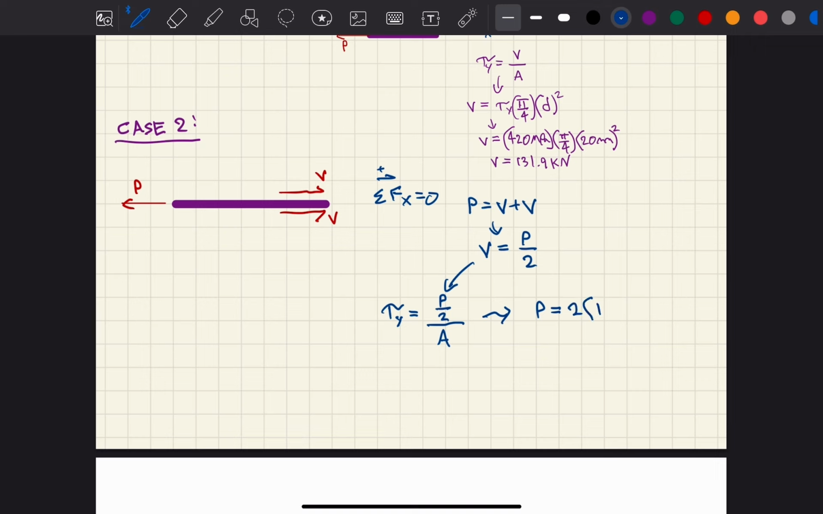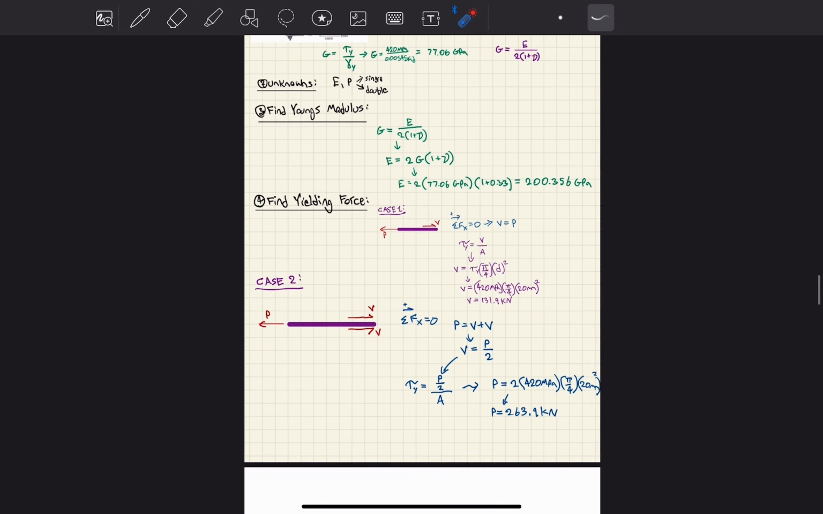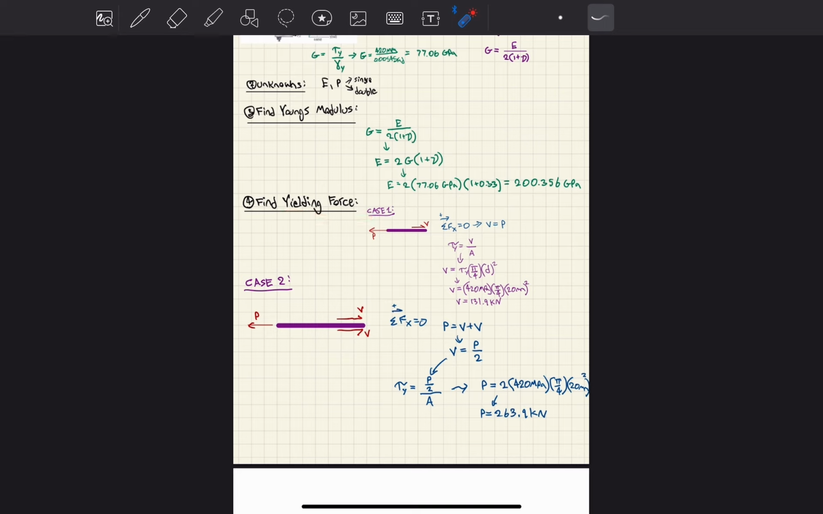Your shear stress, so 420 megapascals, pi over 4, multiplied by your diameter squared. Once you do this calculation, you're going to end up getting that your yielding force needed for this double lap joint is a value of 263.9 kilonewtons, and these two guys are your answers to the second part of the question where you're finding the yield force, and this is your answer to finding the elastic modulus.